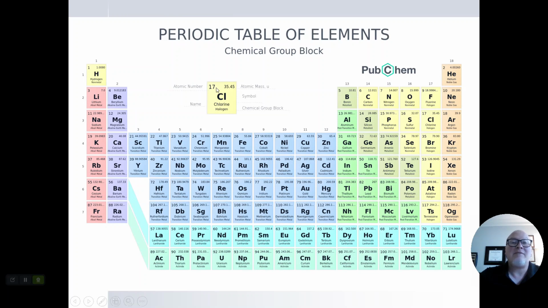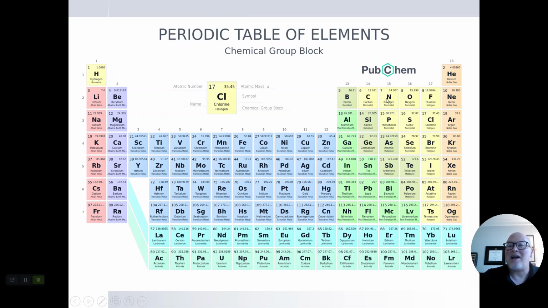From the periodic table, I also get the atomic number for an element. An atomic number tells me how many protons the element has. Now, protons give an element its identity. No two elements have the same number of protons. If it has one proton, it's hydrogen. If it has two protons, it's helium. If it has three protons, it's lithium. If it has 48 protons, it's cadmium. No two elements have the same number of protons. That's what gives an element its identity.